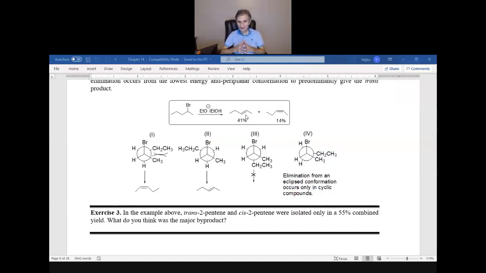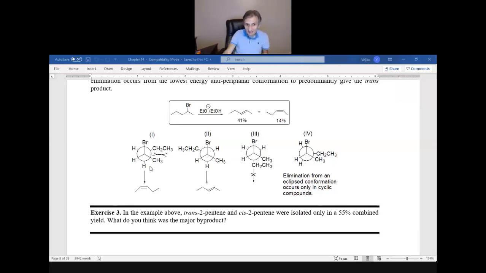So why? Well, for the elimination to occur, in the course of elimination, we have breaking of the carbon-bromine bond and the carbon-hydrogen bond. So in the transition state, these two bonds have to be in the same plane. That's because when those two bonds break, they will form a pi bond. And of course, pi bond is in a particular plane. So these two bonds already have to align themselves in such a way to be planar, in the same plane.